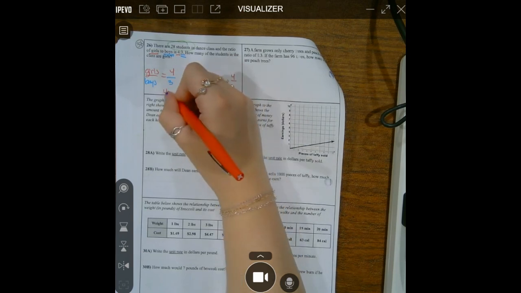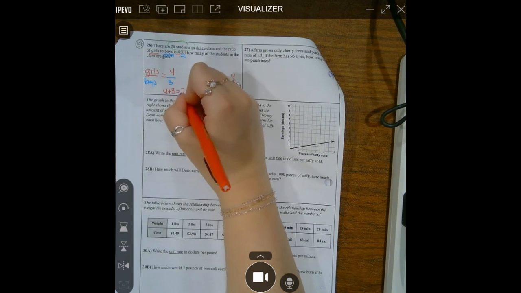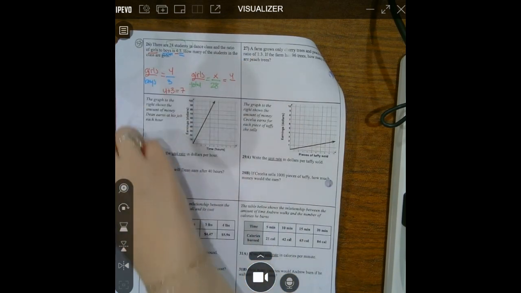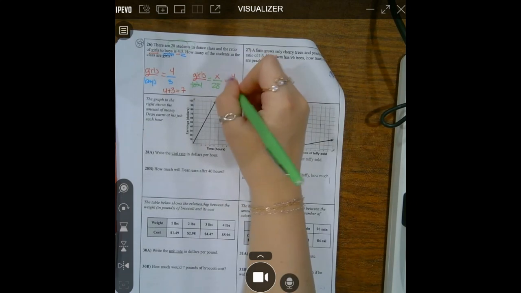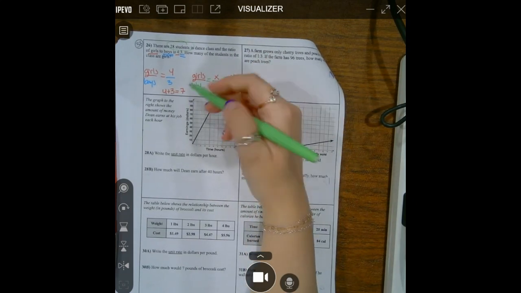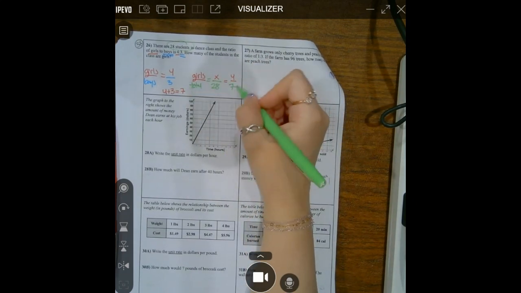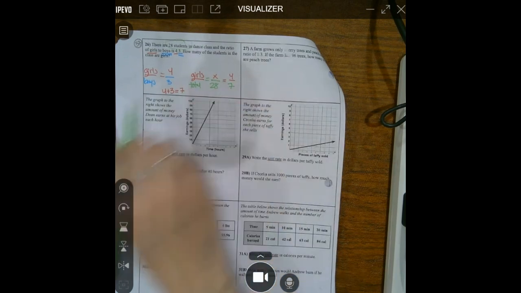So when there's 4 girls, how many total students are there? Well, 4 girls and 3 boys is a total of 7 students, right? So when there's 4 girls, there are 7 total students. So I used this to help me get this ratio right here. And now I can figure out how many girls there are when there's 28.